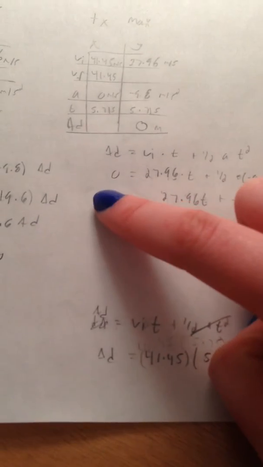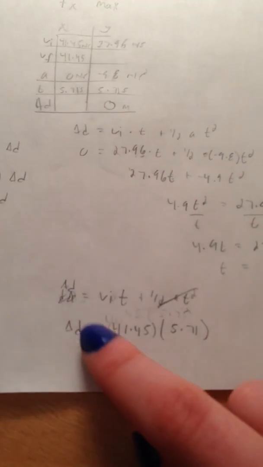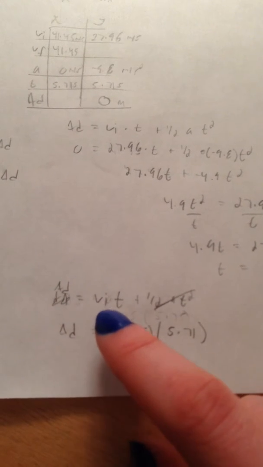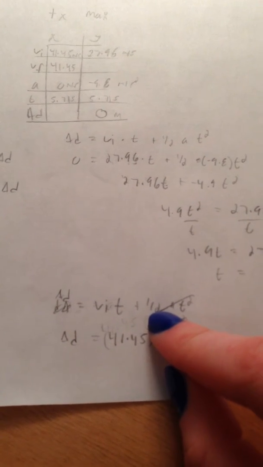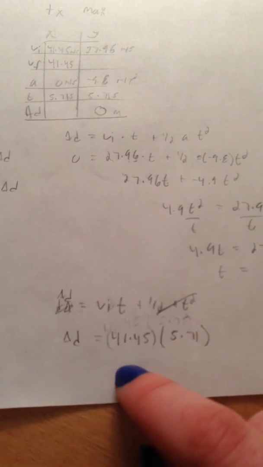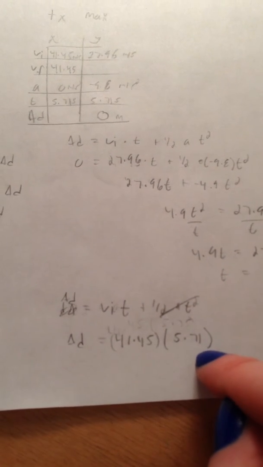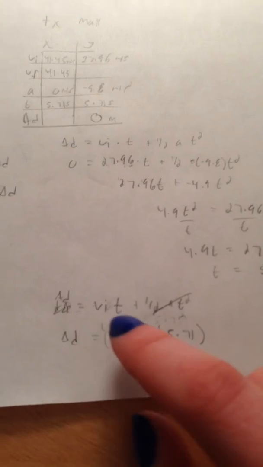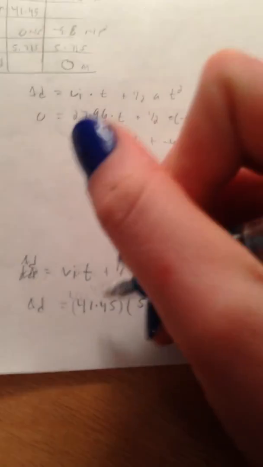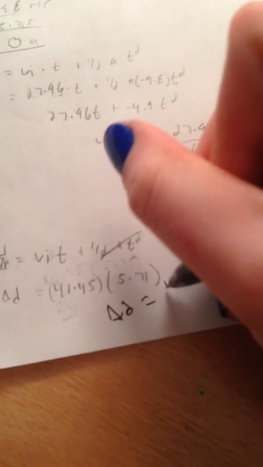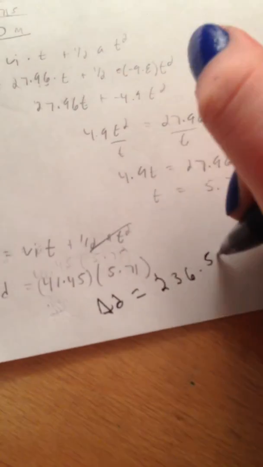So then to find my delta D on the x side, I set up my equation as delta D equals Vi t plus 1/2 a t squared, and since a is 0, I could just cross this whole section out because it cancels. Then I just did 41.45 times 5.71 to get my answer of 236.5, which I didn't write in there, but I will write it in now. So my delta D equals 236.5 meters. And that's how I solve my problem.